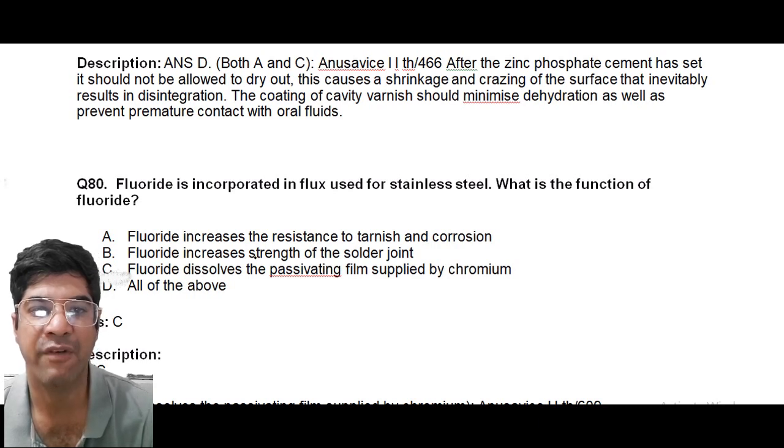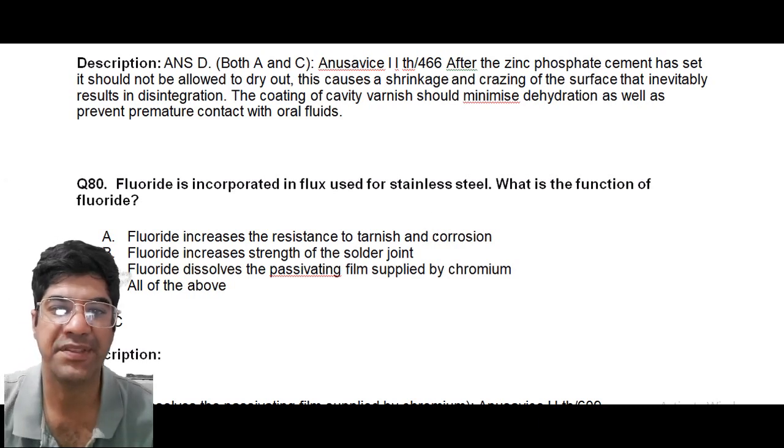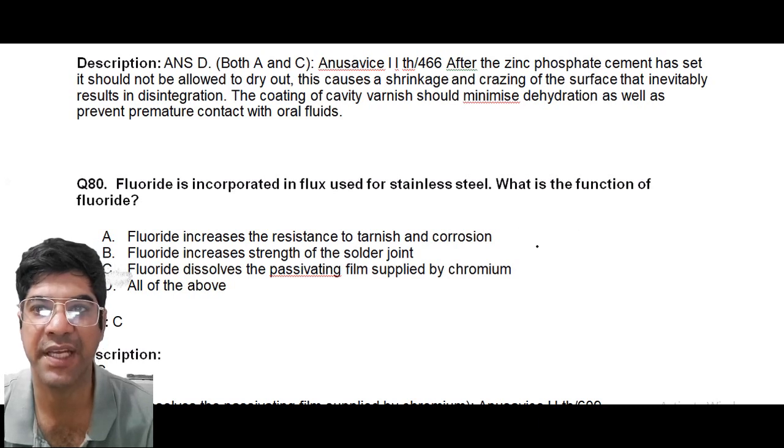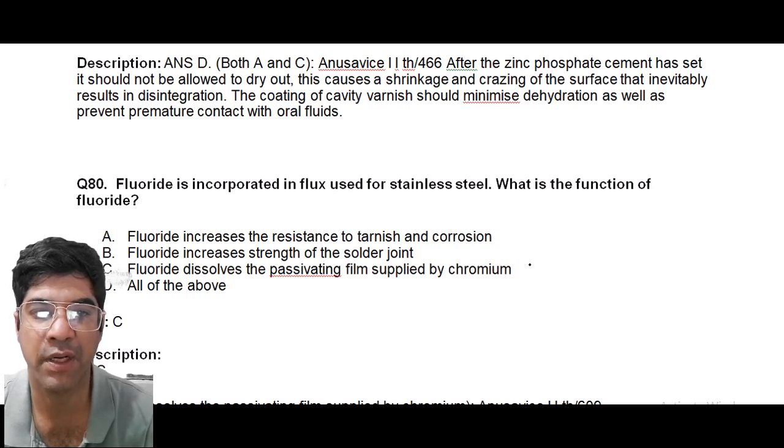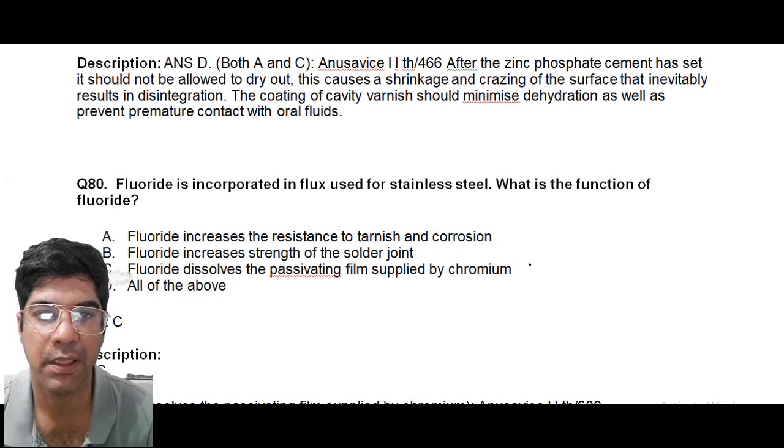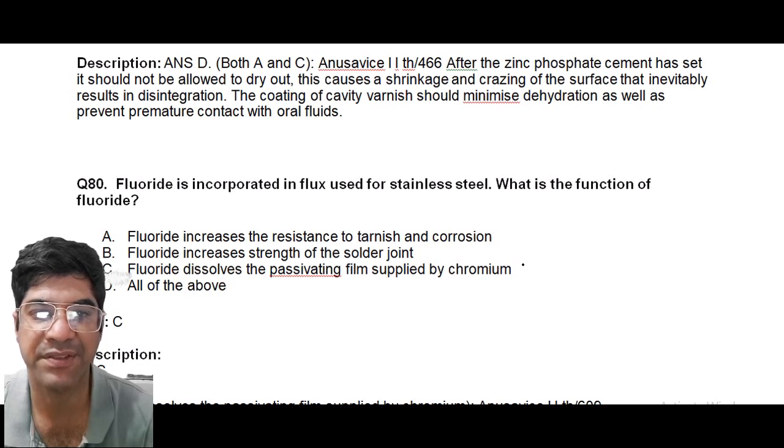So chromium forms a protective passivating layer on the surface of stainless steel, which prevents corrosion. The fluoride is added to flux to dissolve the chromium passivating film that allows the solder to adhere properly. So this passivating film can hinder the wetting of the surface by the solder.